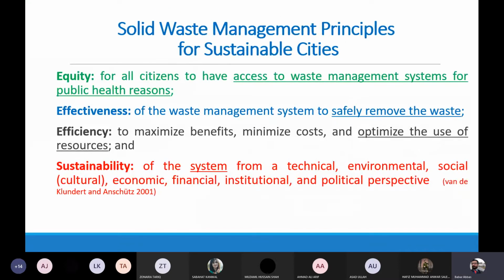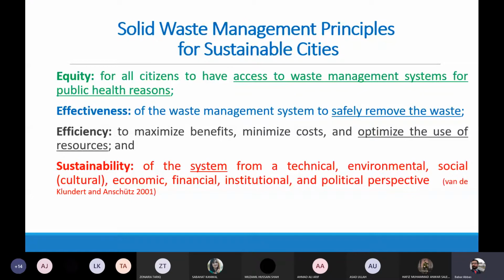So if we look at solid waste management, then there are some principles for sustainable cities in terms of solid waste management. For example, we have equity. It says that equity for all citizens is to have access to waste management systems for public health reasons. If we are establishing a solid waste management system, we must not focus on selected areas or a selected population. We must provide that facility to the entire public or entire community.